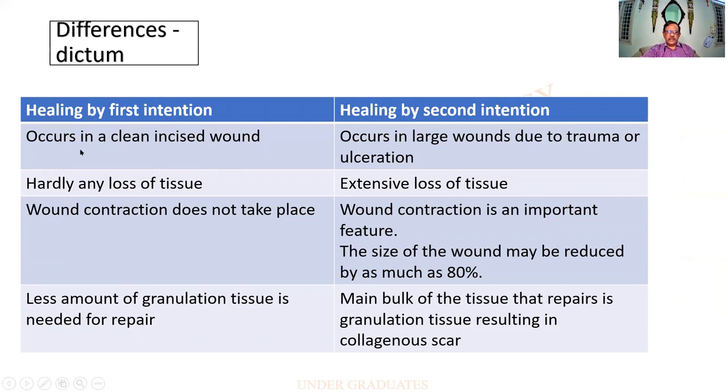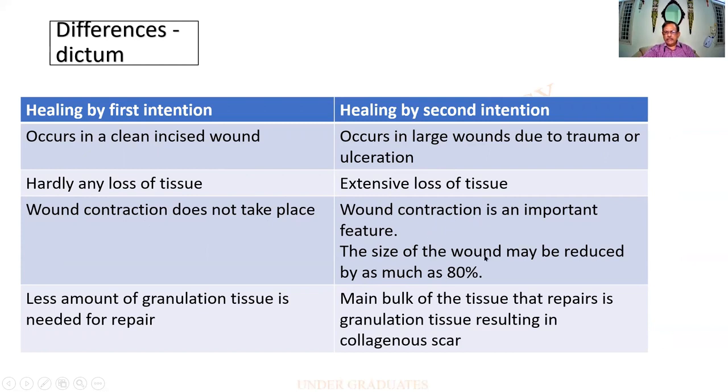First intention occurs in a clean incised surgical wound. Second intention, on the contrary, occurs in large wounds due to trauma, ulceration, road traffic accident. There is hardly any loss of tissue, fine hair-like loss alone, whereas here there is an extensive loss of tissue. Wound contraction does not occur, so not much of fibrosis, whereas here, contraction is very important.